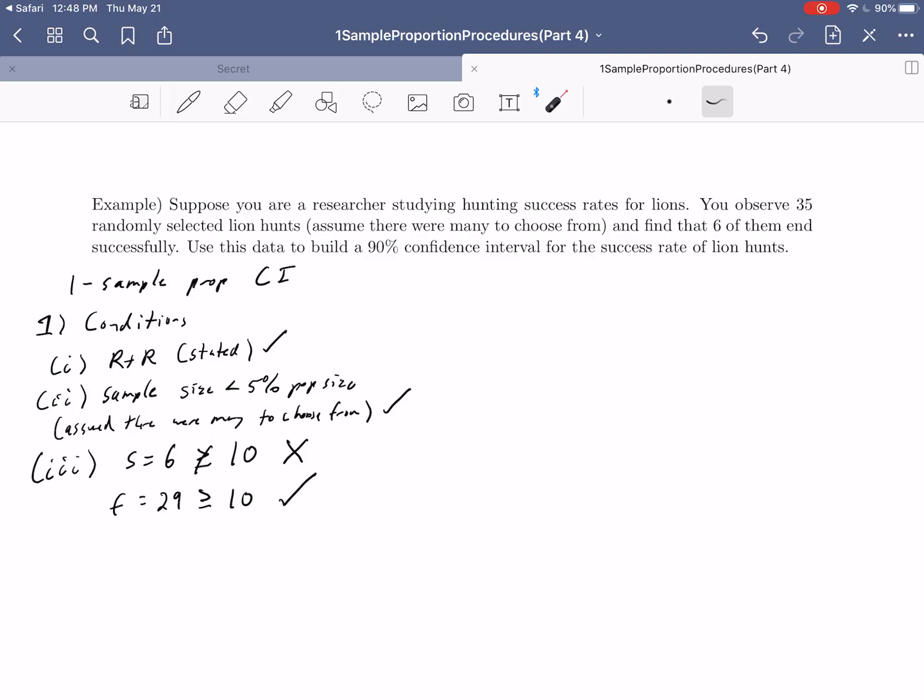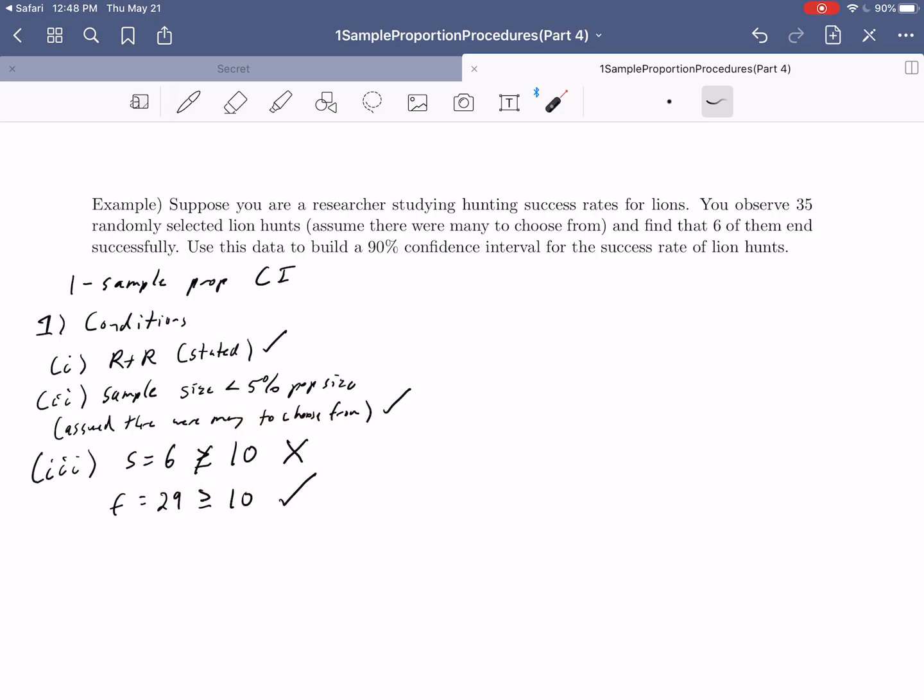So we would see here that normally we'd be stuck. We wouldn't be able to build this 1-sample proportion confidence interval. Now, as we discussed, in real life, you could have a couple of options. You could continue to study these lion hunts and hopefully see enough successful ones that eventually you would have 10 successes and 10 failures.